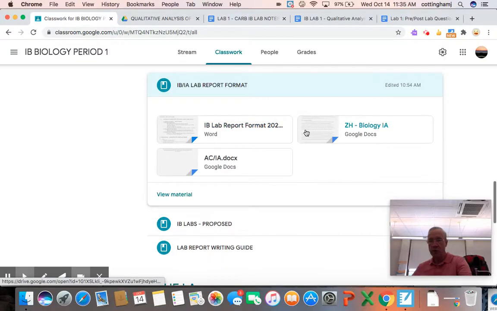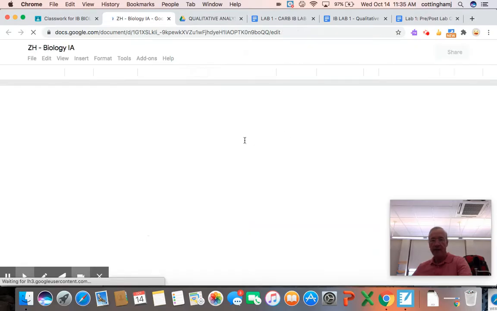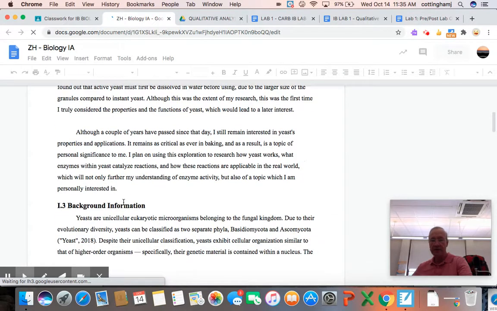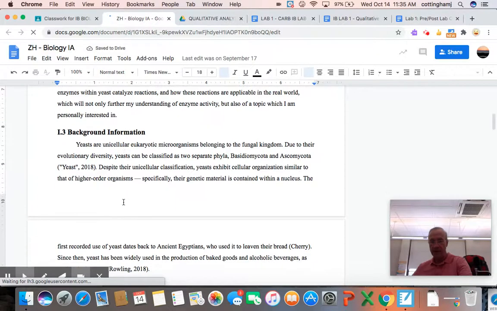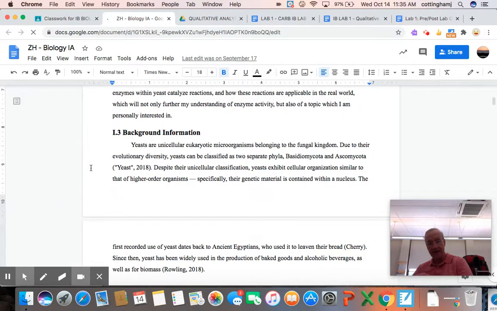There are 2 templates online that you can look at, and they're not for this lab, but for how to do things. Let's bring up just one really quickly, and there you can see 1.1, 1.2, and here you see background information. This is not for a lab you're doing. This is just so that you can see how to set it up, how to properly cite, because you will be doing research that is going to need to be cited in this lab.